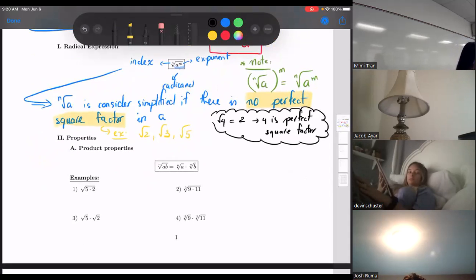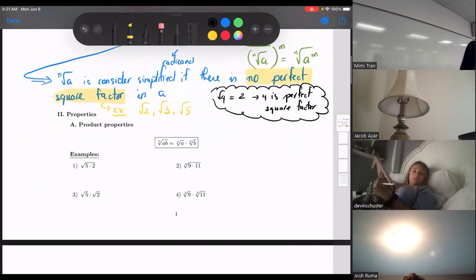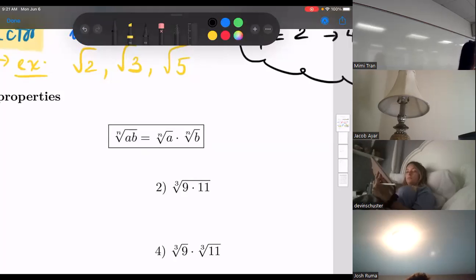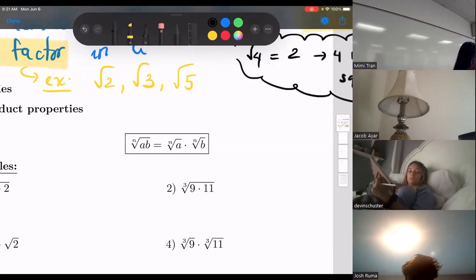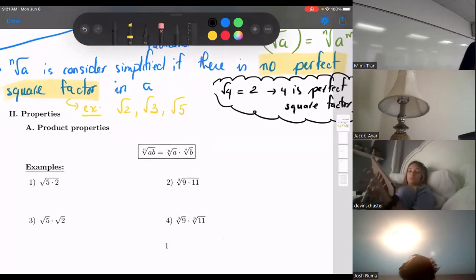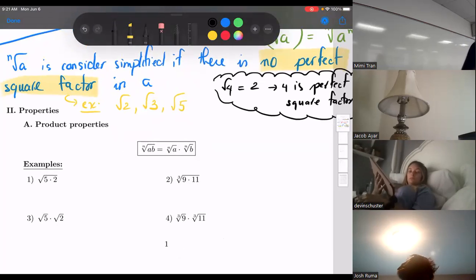Product properties. So here there's a bunch of properties of the radical expression. The first one will be the product property. Product means multiplication, right? If I have n root of a times b, the radicand is a times b. I can split it apart. It's the n root of a times n root of b. So for example, if I have square root of 5 times 2.